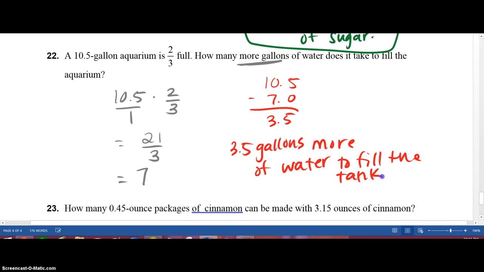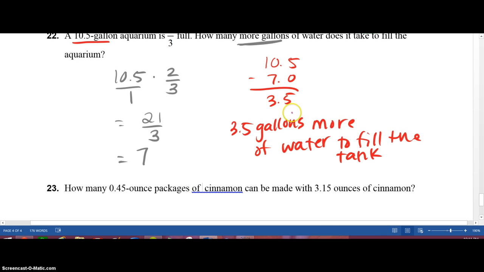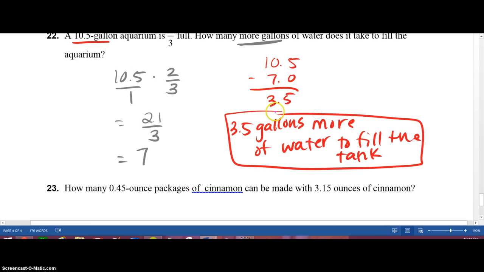And if we think about this, our aquarium is already 2/3 full, so it's more than halfway full. So how many more gallons we need should be less than how much is already in there. And when we combine those two, so I got this 7 here and this 3.5 together, it should equal the original 10.5, which in this case it does. So going back and making sure that our answer makes sense is really important here.